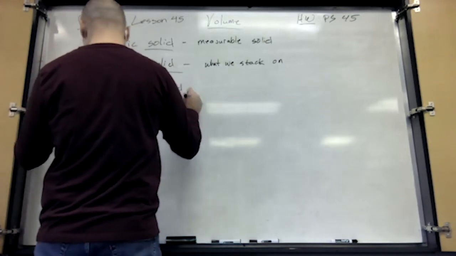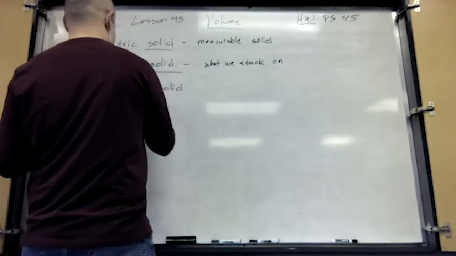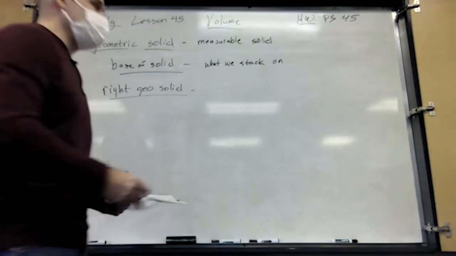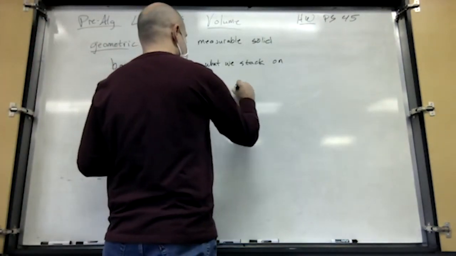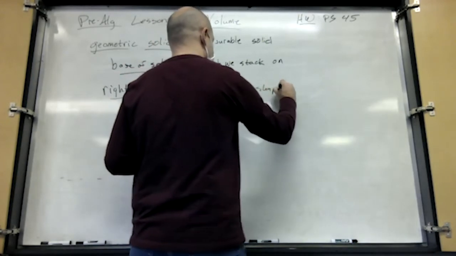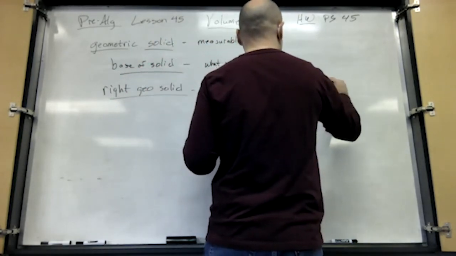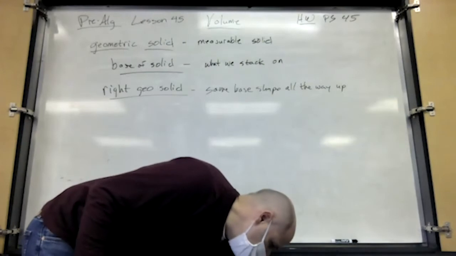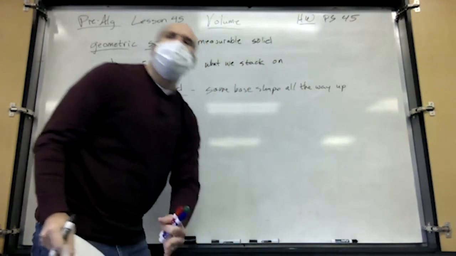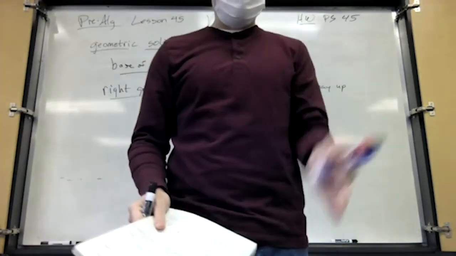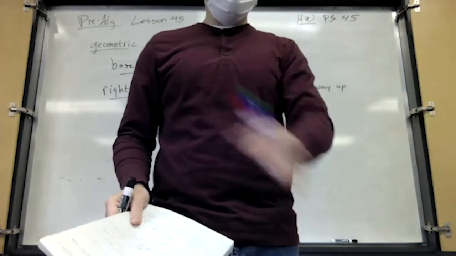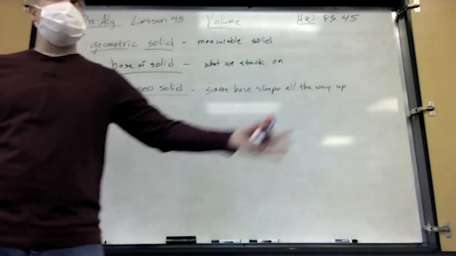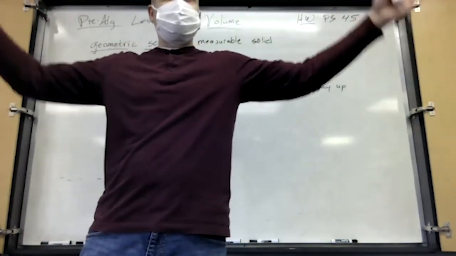Okay, so write: a right geosolid has the same base shape all the way up. Okay, do you guys know geometry? What's the measurement of this angle here from the floor to the wall? That's a right angle, correct? So it's called a right angle. That's why we call this room a right geometric solid.